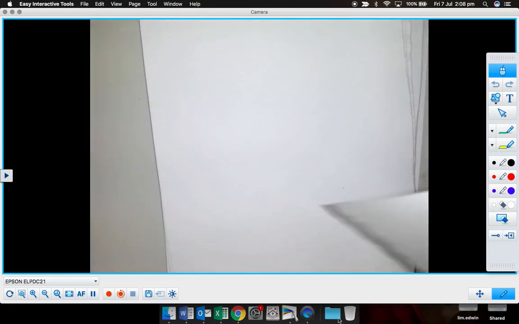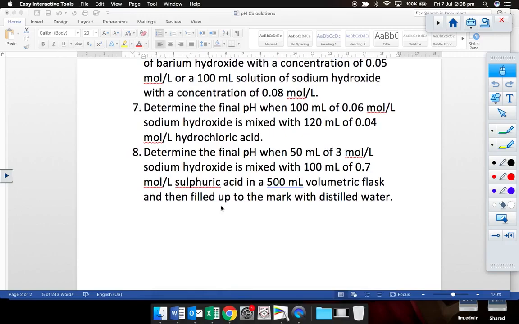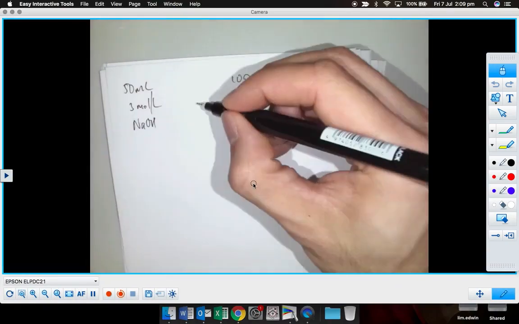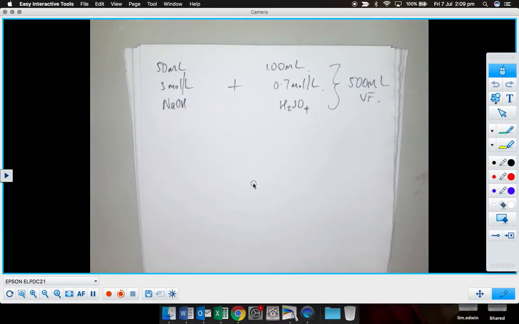Okay, let's go through the last question. And the last question is, determine the final pH when 50 mL of 3 mol per liter sodium hydroxide is mixed with 100 mL of 0.7 mol per liter sulfuric acid. And then you take these two and make it up to 500 mL in a volumetric flask. Alright, so that's the start, that's what we're going to do.